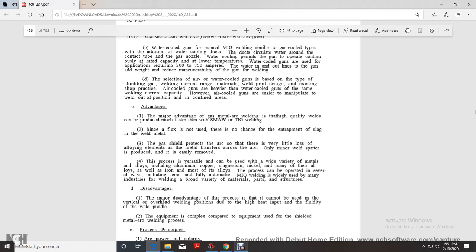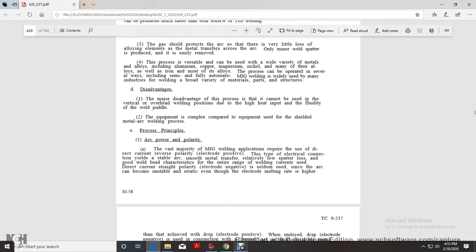The process has versatility and can be used with a wide variety of metals and alloys, including aluminum, copper, magnesium, nickel, and iron and most of their alloys. The process can be operated in several ways, including semi and fully automatic. MIG welding is widely used in many industries for welding a broad variety of materials and parts within structures. The major disadvantage of this process is that it cannot be used in vertical and overhead welding positions due to the high heat input and the fluidity of the weld puddle.